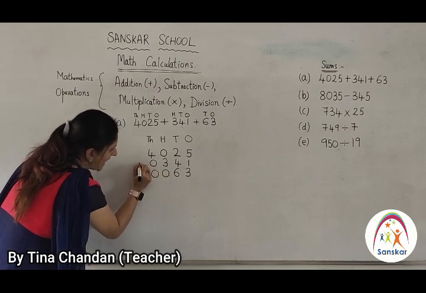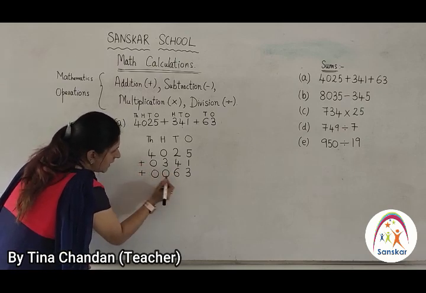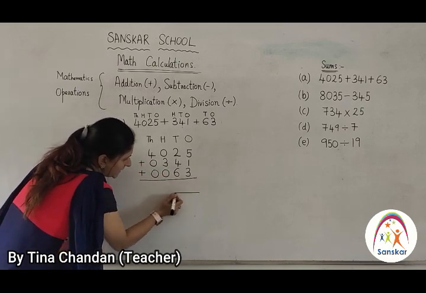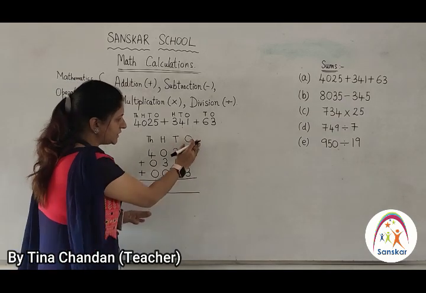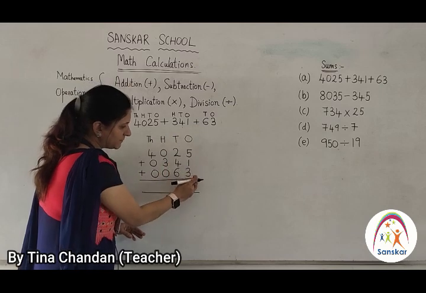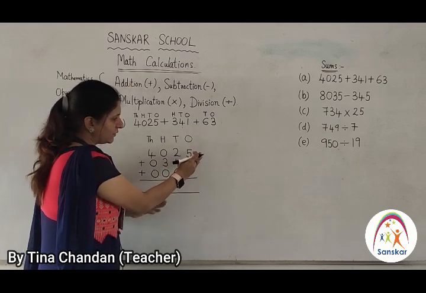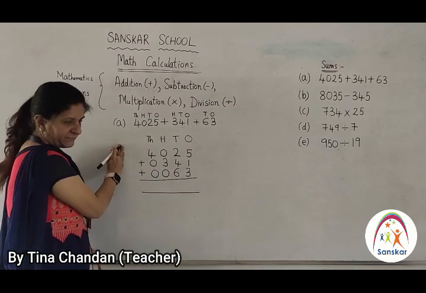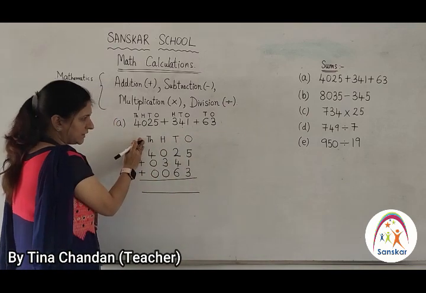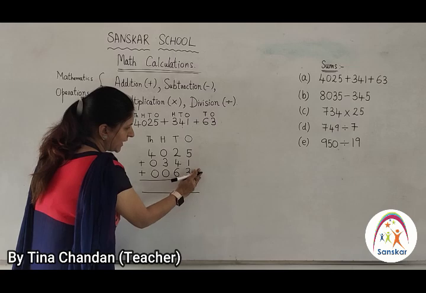Now we are going to add these numbers. Before adding, you have to keep in mind that whenever you add numbers, first you have to see the ones place. Whenever you add numbers, you have to go from right to left, that is from the ones place to the thousands place. Here we are going to add the numbers.